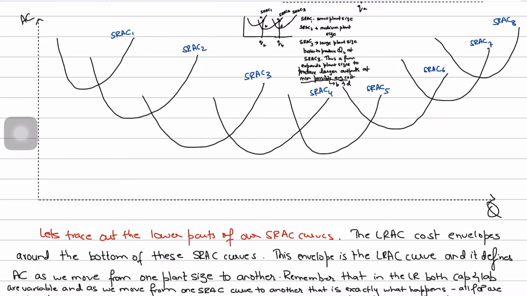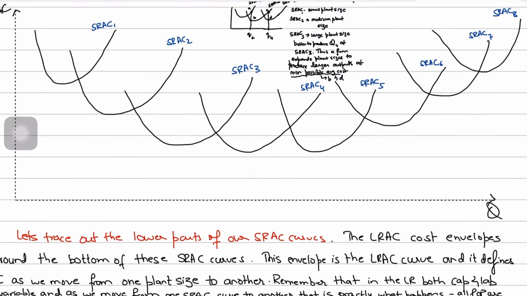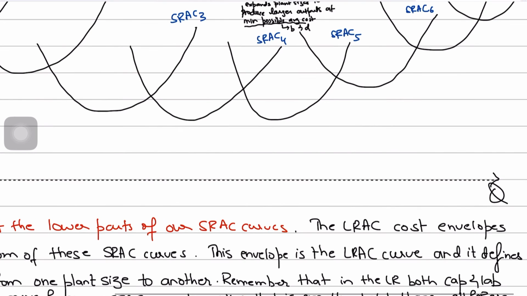So let's take any quantity, let's say Q star. If we take a quantity of Q star units of output, we ask this question: in the long run, what will be the average cost for the firm if they want to make Q star units of output? And I ask you this question.